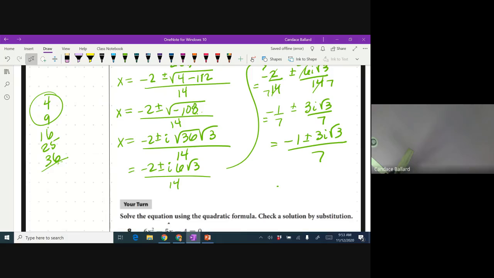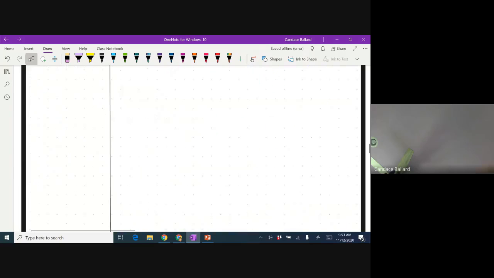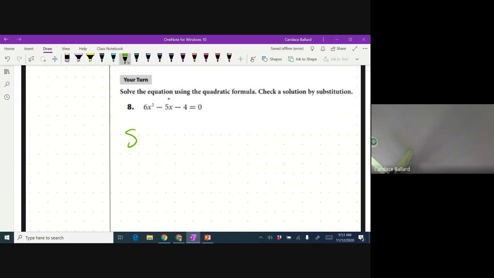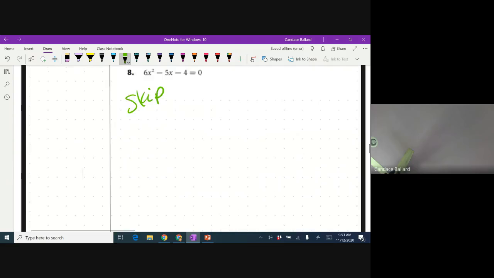All right, here's what we're going to do. We're going to start 9 together, and I'm going to give you guys a chance to work on it. So I want to make sure we've got it equal to 0. I'm going to scroll to 9. We're going to skip 8. You can even write the word skip on there. So when I go to grade notes and you go to making sure your notes are ready to turn in, you know you don't have to do it because I told you to skip it.